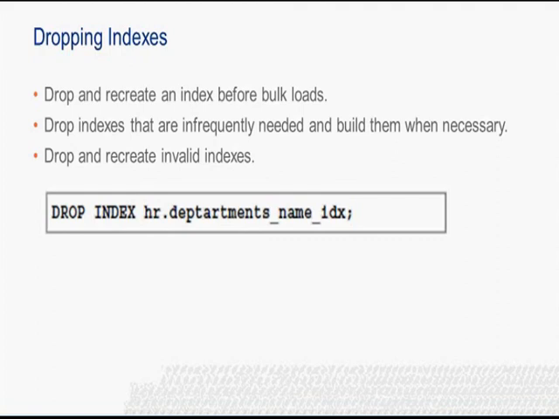An index may be marked invalid when there is an instance failure during certain types of operations such as loading. The index is corrupt. Indexes that are required for a constraint cannot be dropped. Therefore, the dependent constraint must be disabled or dropped first.